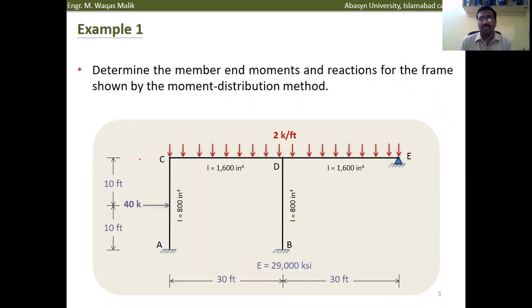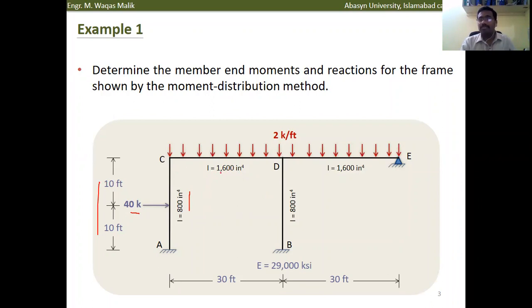Let's see this first example, in which we have to find the member end moments and the reactions for the frame shown in the figure, in which we have four members. The member A to C has an inertia of 800 inch to the power 4 and carries a point load of 40 kips at mid span, and the span length of the frame is 20 feet.